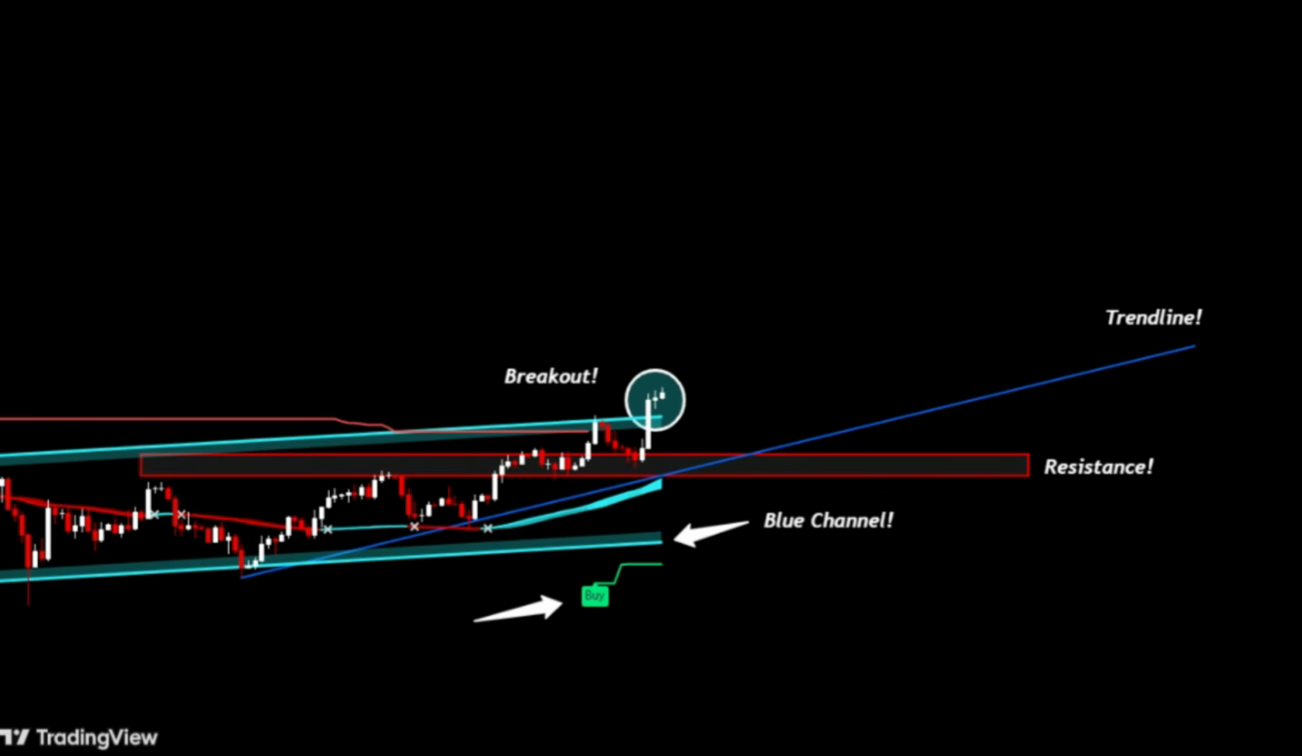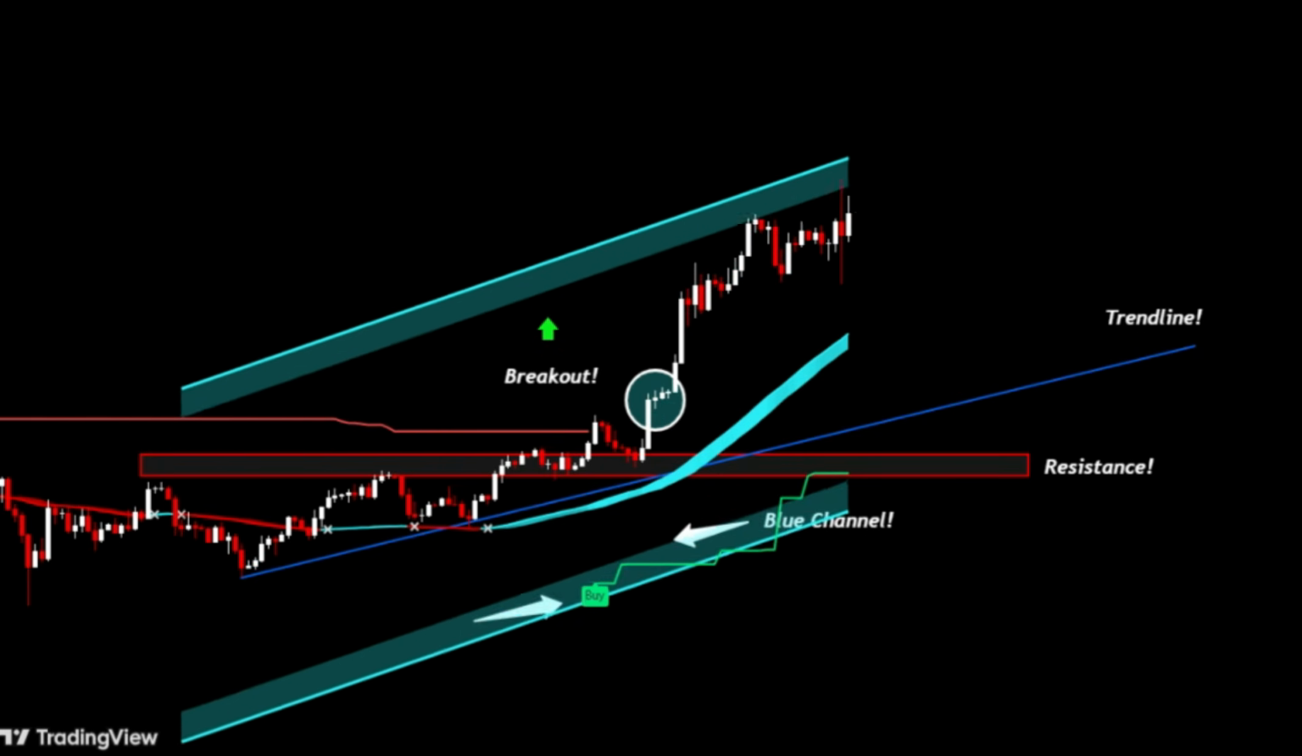When price action, trend structure, channel direction, and indicator signals all align together, the setup becomes much stronger than just relying on a single indicator alone.